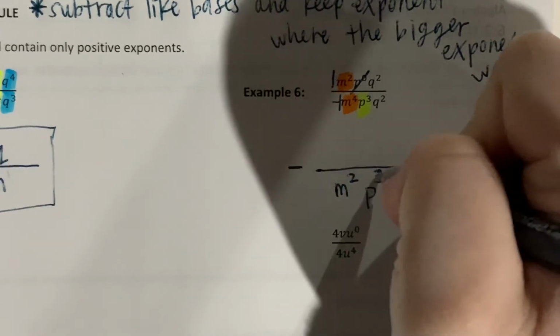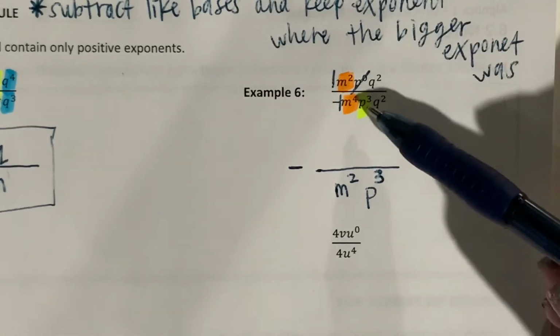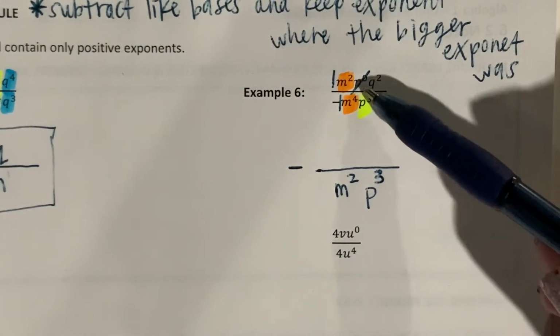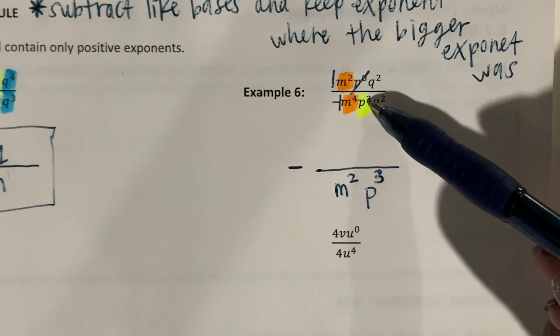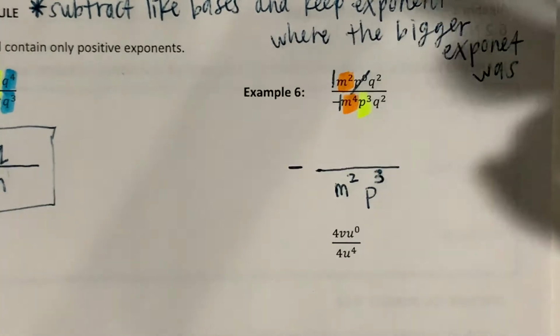If you did not notice the 0 power rule, no big deal. If you tried to do your subtraction here with the like base as p, and we did 3 minus 0, we would still get 3, p to the 3, and you'd notice you still have p to the 3 in the bottom.